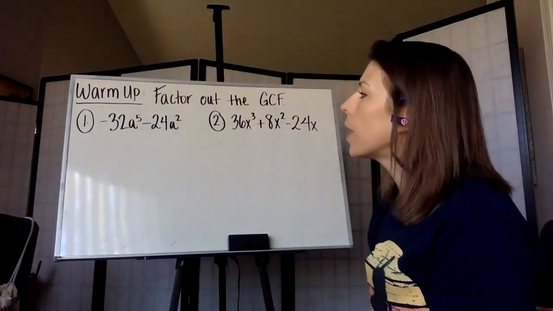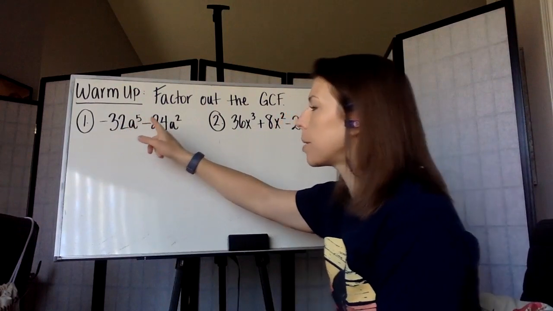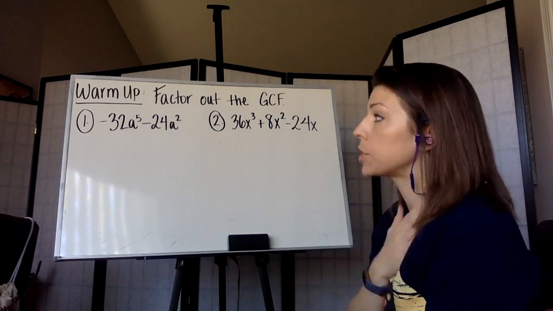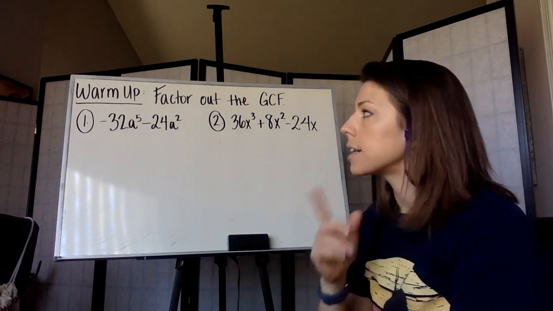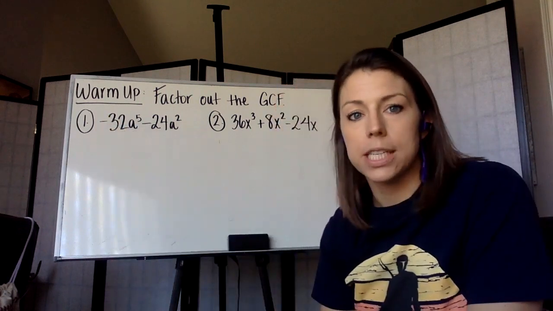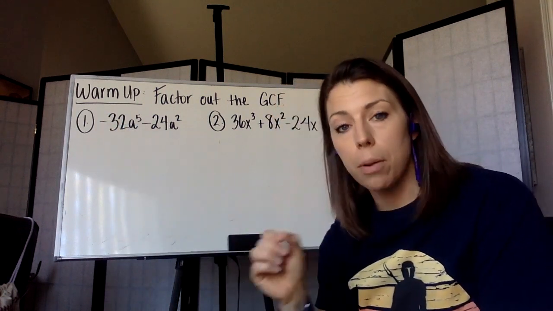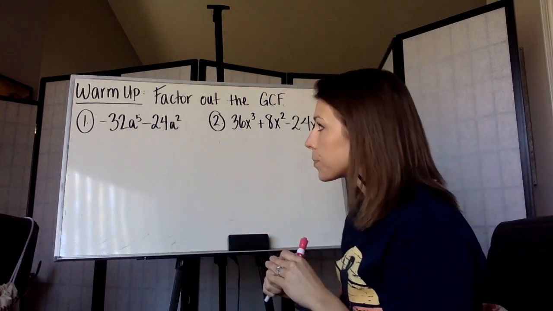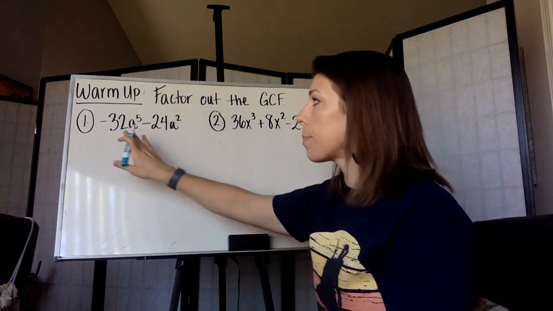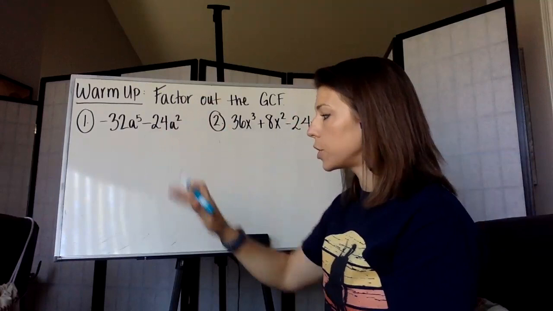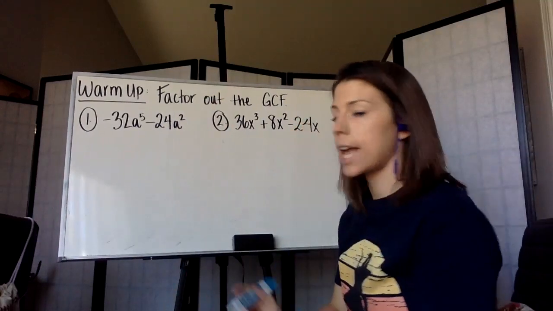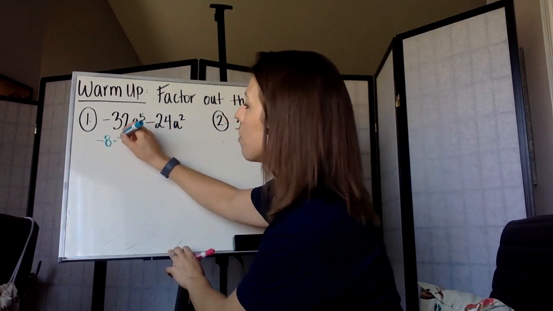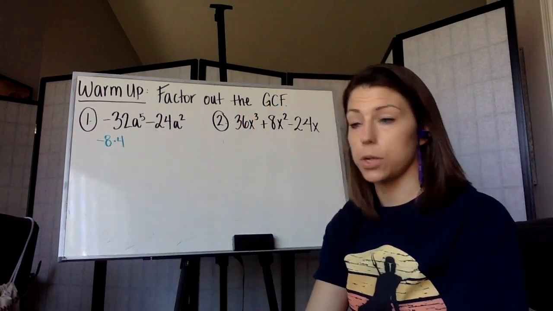And here we go. So I start by looking for the largest possible number that goes into 32 and 24. I happen to know that that number is 8. Now, if you remember, when the leading coefficient is negative, that means I'm not going to factor out a positive 8. I'm going to factor out a negative 8. So the first step, if you do this the long way, is to start by writing both of these as products using negative 8. So in this case, negative 32a is negative 8 times positive 4. That's how I get negative 32.